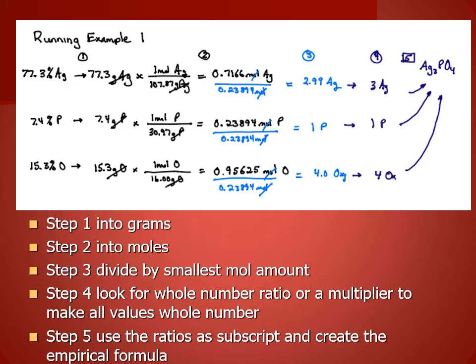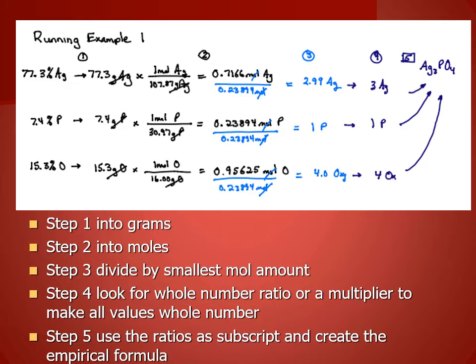Same thing for the phosphorus. Here's my mole answer in black, and my conversion for oxygen. Here's my answer in black. Okay, that's step 2. These black answers, that is step 2. What about step 3? Well, step 3 says divide by the smallest mole amount. So I have 0.7, 0.2, 0.9. The phosphorus is the smallest number. So everything gets divided by the phosphorus.